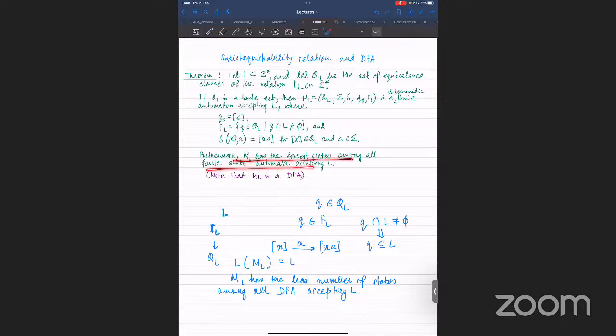Is it okay? So we are going to start from this during the next lecture, but just think about how to prove this. It's not very difficult. One thing we are going to show is that L of M_L, the language accepted by this, is the same as L. How would we do this? In two directions. First, L of M_L is a subset of L, and the other, L is a subset of L of M_L. This second direction is actually easy to see.